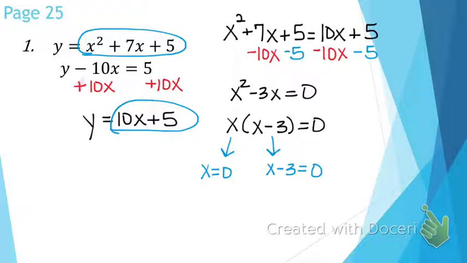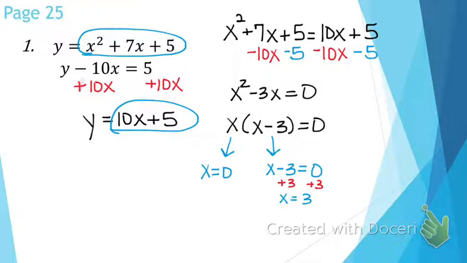This one is already solved. We don't have to do anything with that. X equals 0 is our answer. But we have to solve this one. How do I solve this? Add the 3. And when you add 3, you get x equals 3. Okay, so we're almost there.